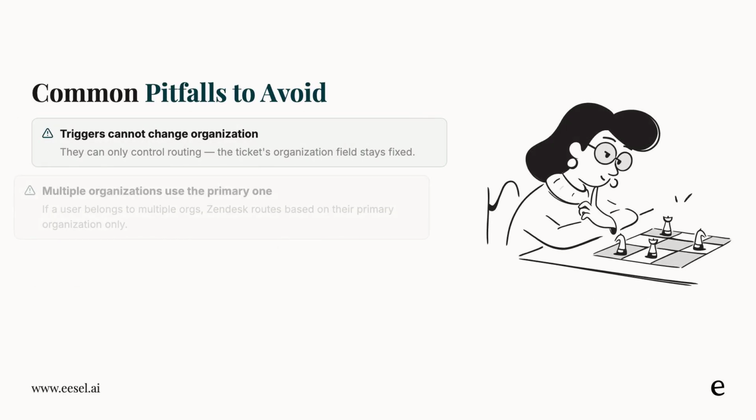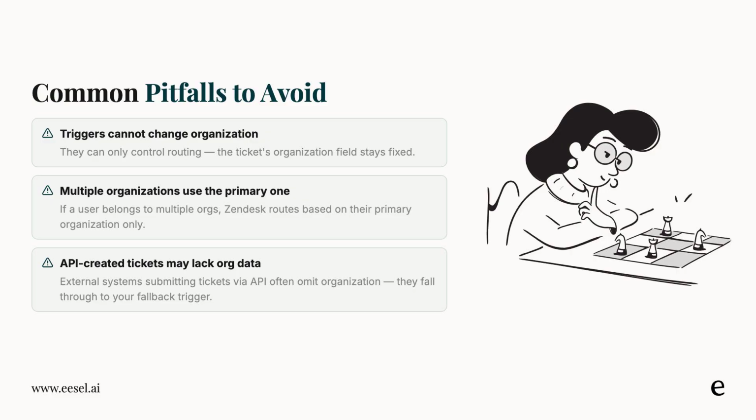Watch out for these limitations. Triggers cannot directly change which organization a ticket belongs to, only routing. If a user belongs to multiple organizations, Zendesk uses their primary org for routing decisions. API-created tickets from external systems may lack organization data and fall through to your fallback trigger instead of routing correctly.